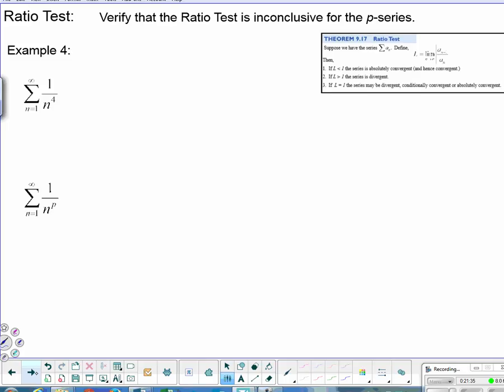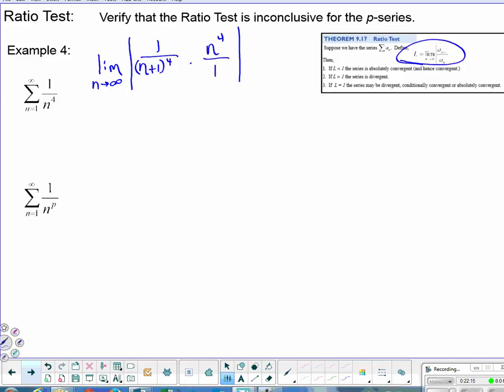Let's do this example number 4. You can see that it's a p-series, and I just want to show you how well the ratio test works for the p-series, or maybe it doesn't work very well. The ratio test will say to use the term to the right, which is an n plus 1 term raised to the 4th, divided by the a sub n term. So we're going to twist this over and have an n to the 4th over 1, absolute values, because it's part of our setup. Now, we know this simplifies nicely to the limit as n goes to infinity of n to the 4th over n plus 1 raised to the 4th.